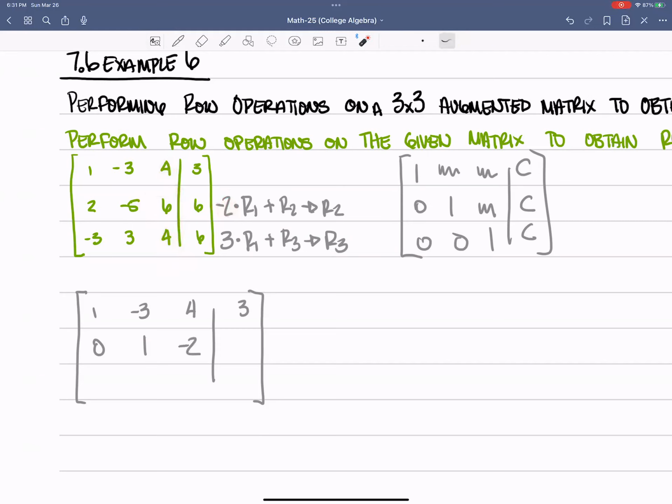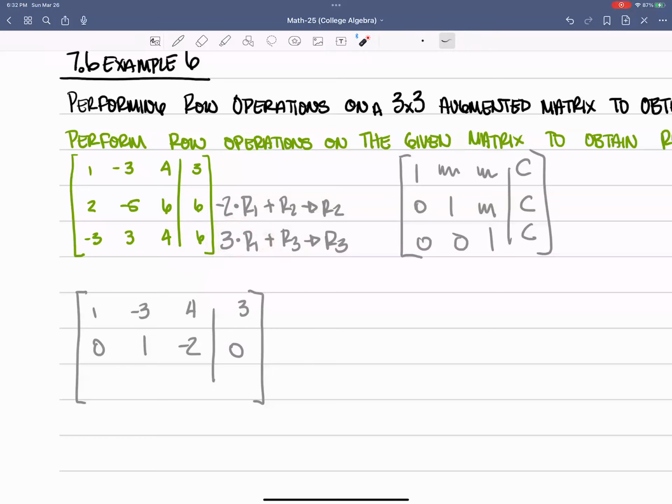And lastly, for this row, we have 3 times -2. That's going to be -6. -6 plus 6 is going to be 0. All right, so doing that, next we're going to multiply 3 times row 1 and then add that to row 3.